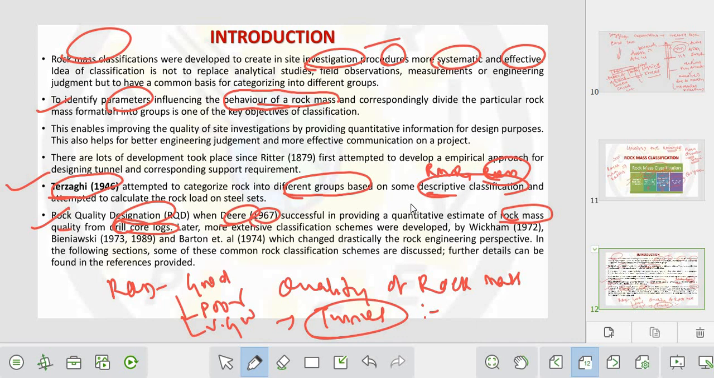Normally what happens is the core that has been collected through the drilling is used to estimate the RQD, rock quality or rock mass quality. More extensive classification schemes were developed by Wickham and Bieniawski and Barton, which changed things drastically. So this is a kind of introduction and application of all those types of rock mass classification. You can write in the GSI mains, if the question has been asked in the GSI mains, please write something. ठीक है, इसलिए मैं ऐड किया हूँ so that you can write some content, okay.